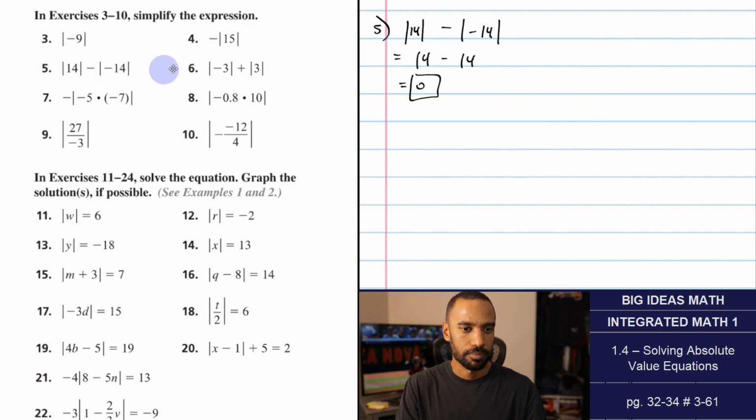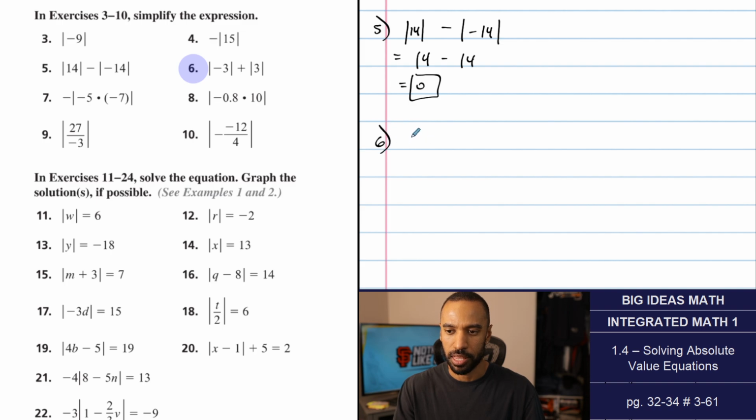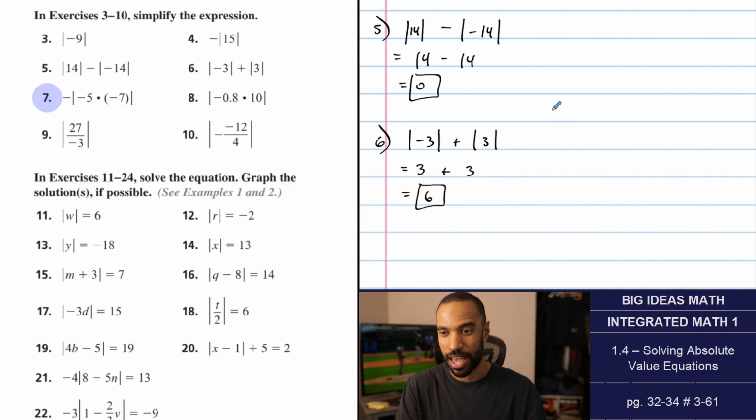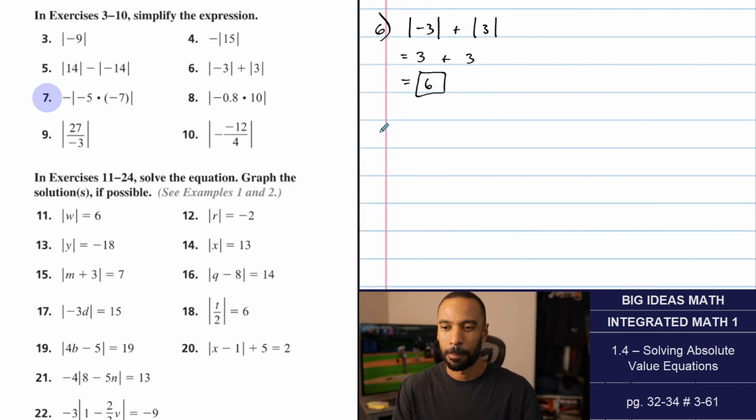Number 6, is it the same as the last problem? Not quite. There's addition in between. Doesn't matter that these are opposite signs because we're taking their absolute values. Absolute value of negative 3 is 3. Absolute value of 3 is 3. We're adding both of them, and we get 6. I wish every question was like this. This would be a very fast thing. It could be this fast, but I have to slow down a lot of things. You know that. Number 7.